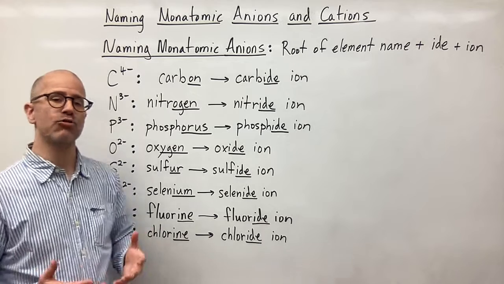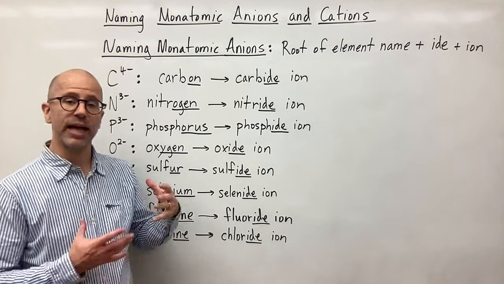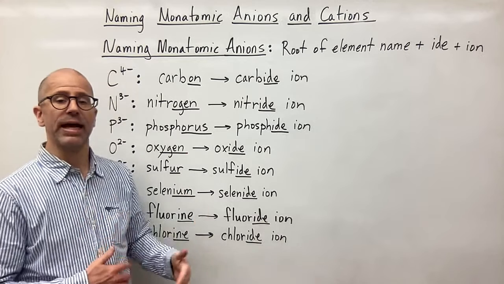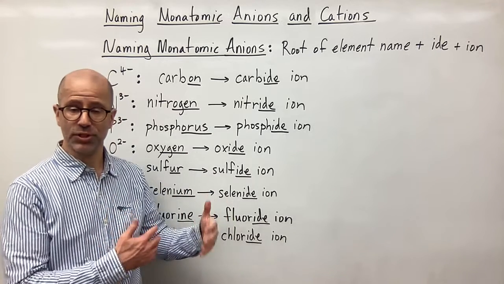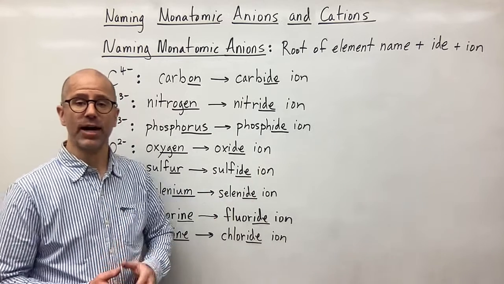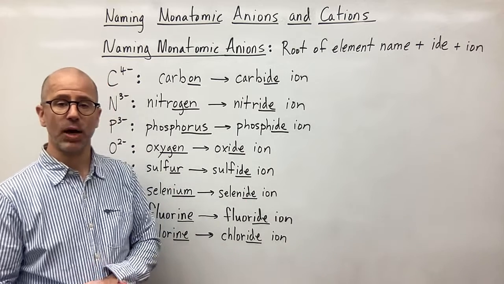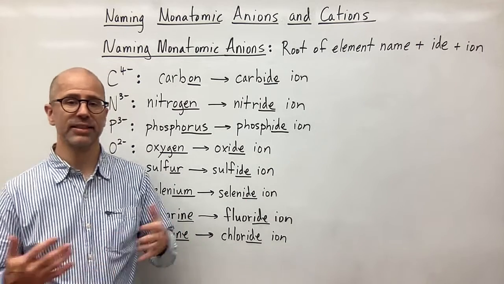So that's how you name your negative monoatomic ions. You're going to take the name of the element, drop the ending, keep the root, add IDE to the end of the root, and then add the word ion. So carbon, carbide ion, and so on. So that's how you name your monoatomic anions and cations.